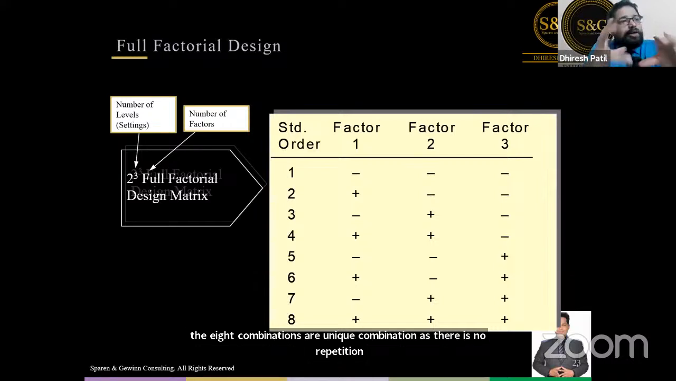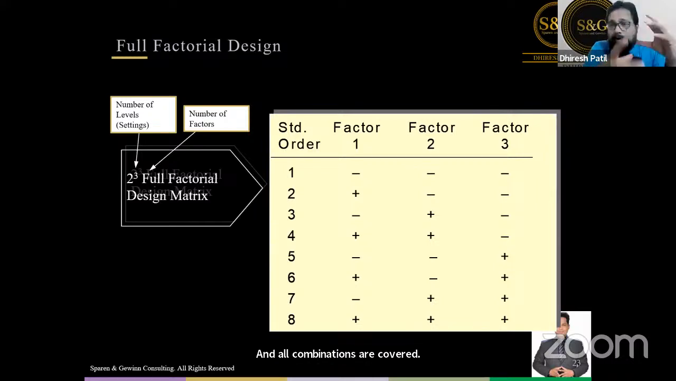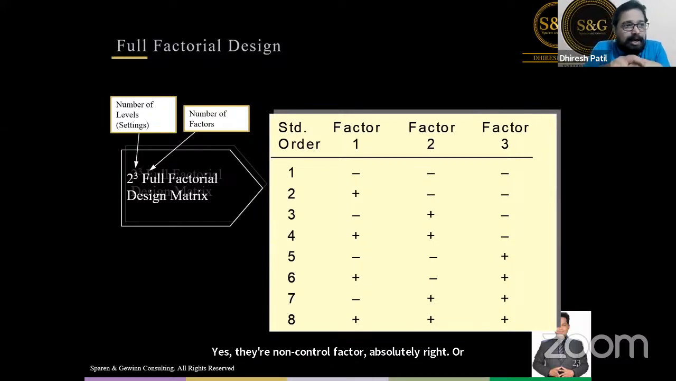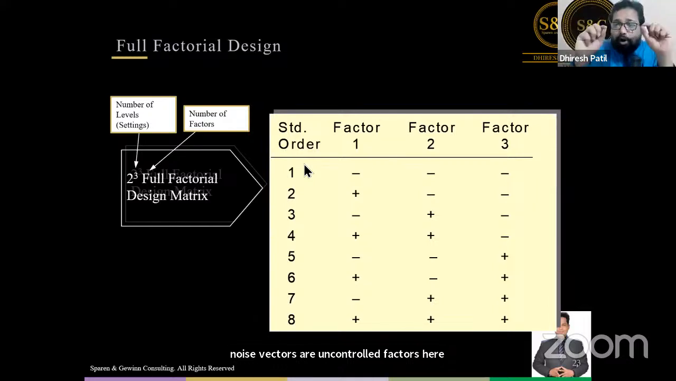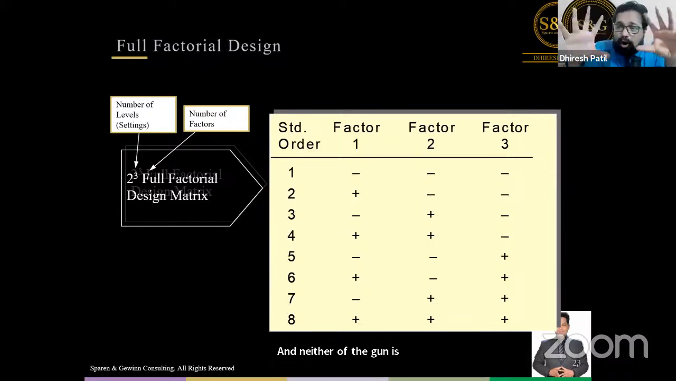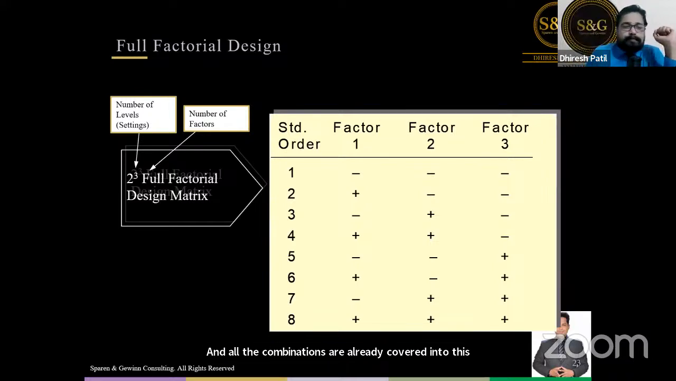Yes, they are non-control factors, absolutely right, or uncontrolled factors. Noise factors are uncontrolled factors. Clear? Yes, so these are the 8 runs which are the unique combinations of all these 3 factors. And none of the runs is repeated. And all the combinations are already covered in these 8 runs. All right? Yes? Clear, everybody?